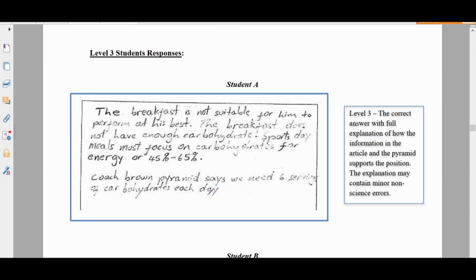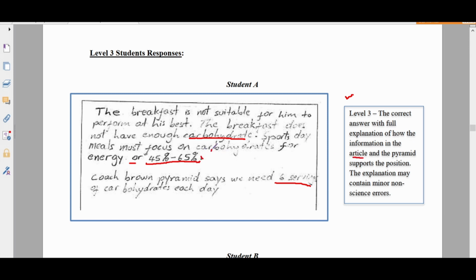So let's look now at what a level 3 response looks like. So it says the breakfast is not suitable for him to perform at his best. The breakfast does not have enough carbohydrates. Sports day meals must focus on carbohydrates for energy of 45 to 65%. Coach Brown Pyramid says we need 6 servings of carbohydrates each day. So here's what the markers have to say. Level 3, the correct answer with full explanation of how the information in the article.